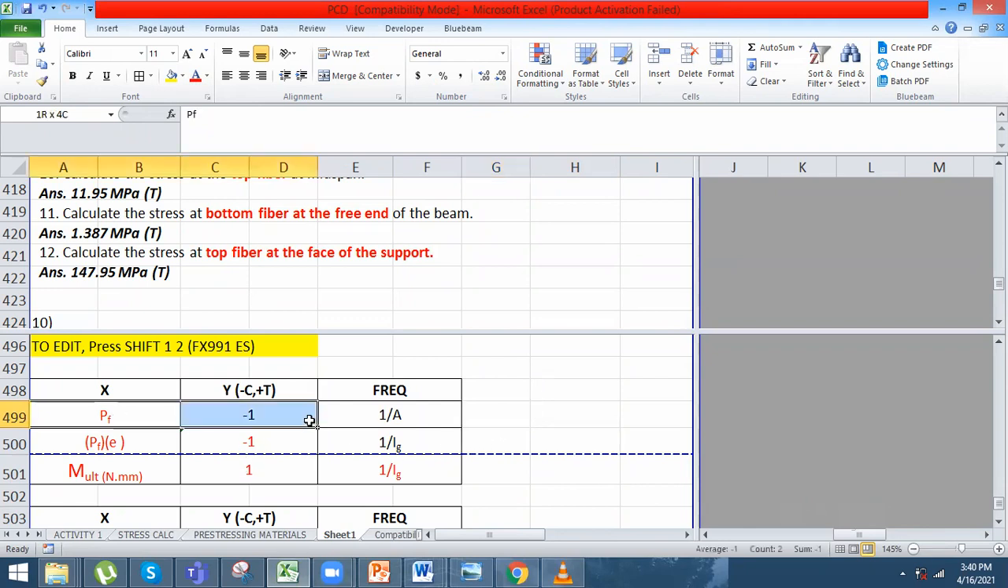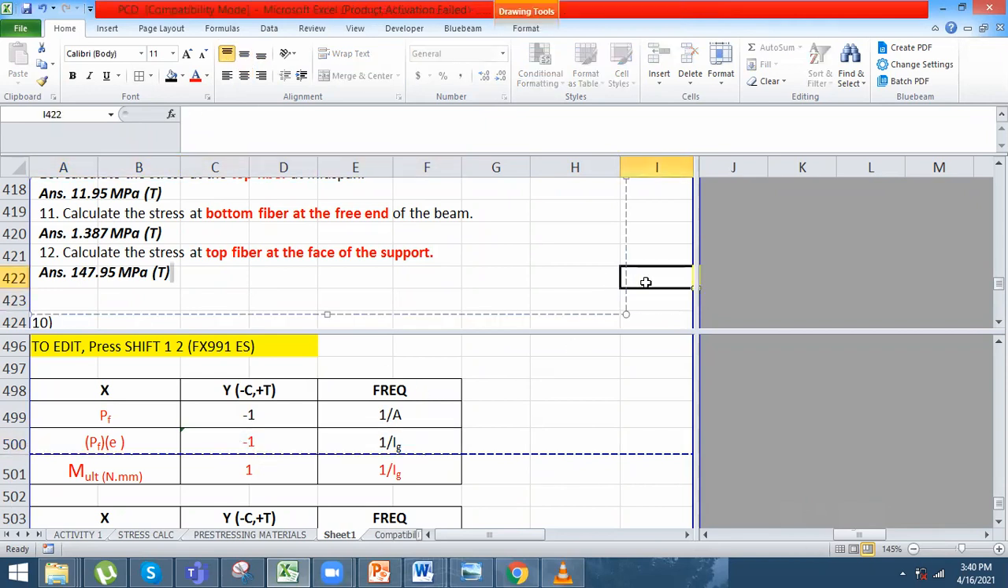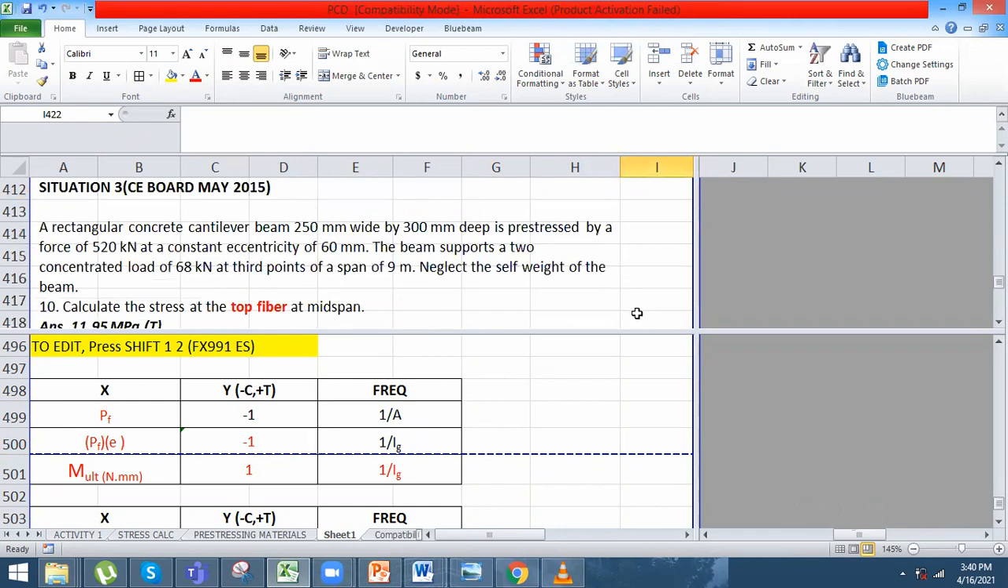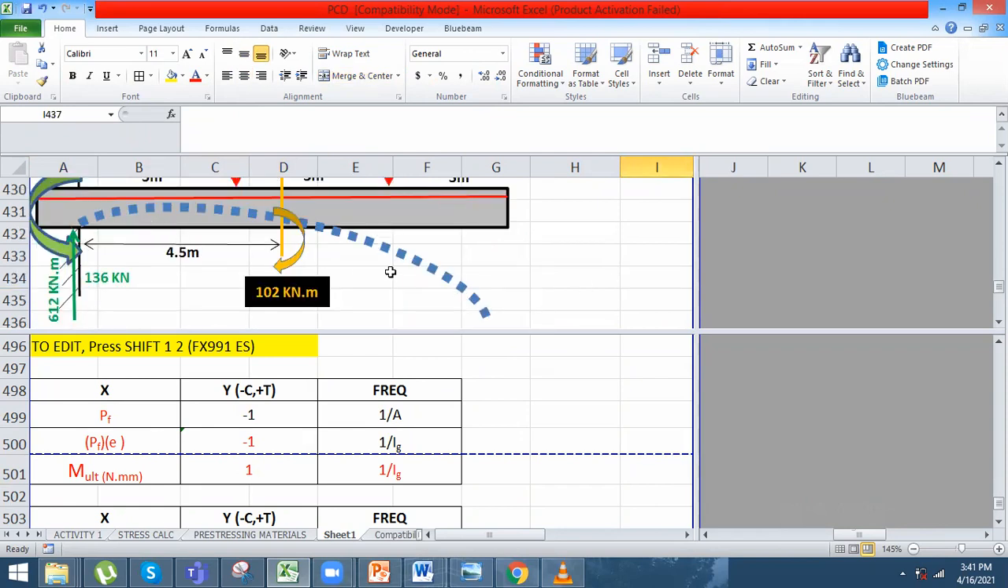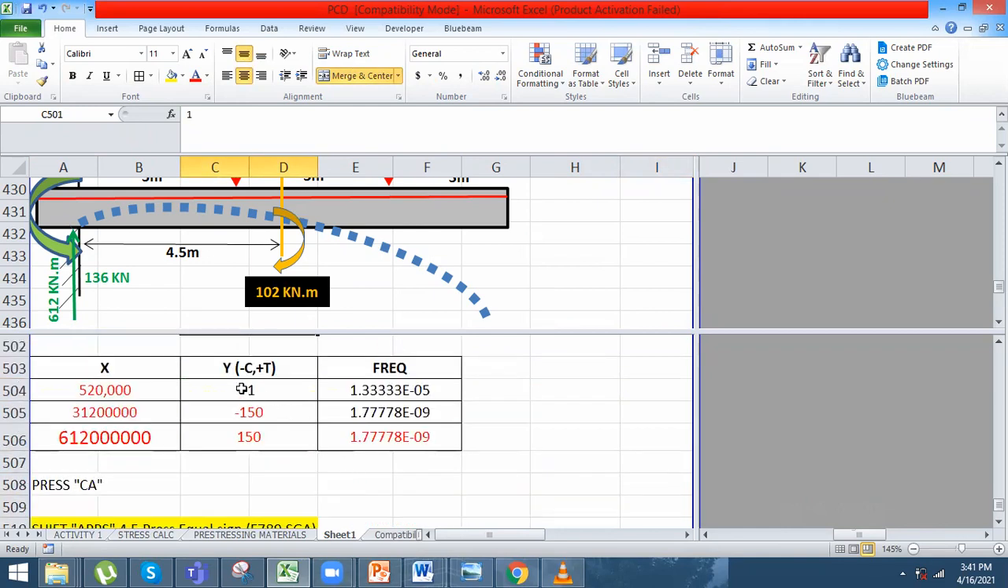Okay, so ito, walang labis, walang kulang. Yan pa rin ang input. Tapos, pre-stressing force times the E. So, pag due to bending, pag top fiber, that is negative. So, that is why negative 1. Then, M ultimate naman due to the applied loads, pag top fiber i-analyze natin, yung top is in tension. That's why positive 1. Okay, so inputan lang natin itong mga values na yan.